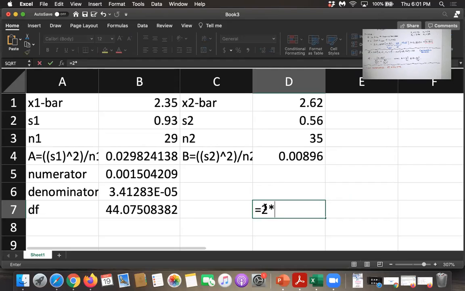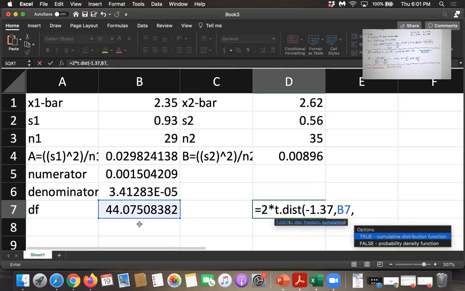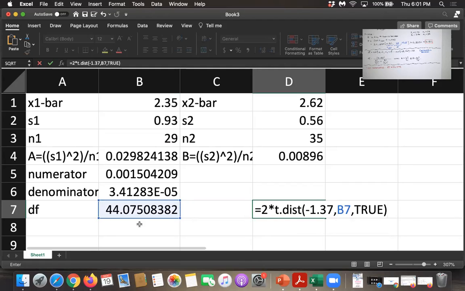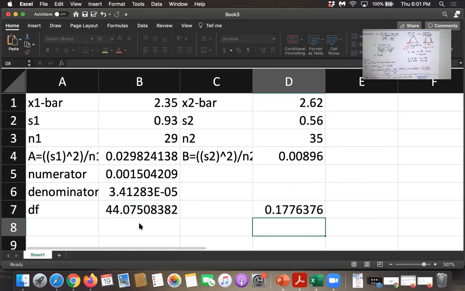We'll have 2 times t.dist, open parentheses, and then we enter our test statistic, which I did not calculate on this screen, so I'll just use the estimate, negative 1.37. And then we want the appropriate number of degrees of freedom. This time I want to use my more accurate value of 44.075 and so on. And we say true, we do want the area to the left. We're going to take the area to the left of this guy. So that's this area here, and then we're doubling it because it's a two-tailed test.